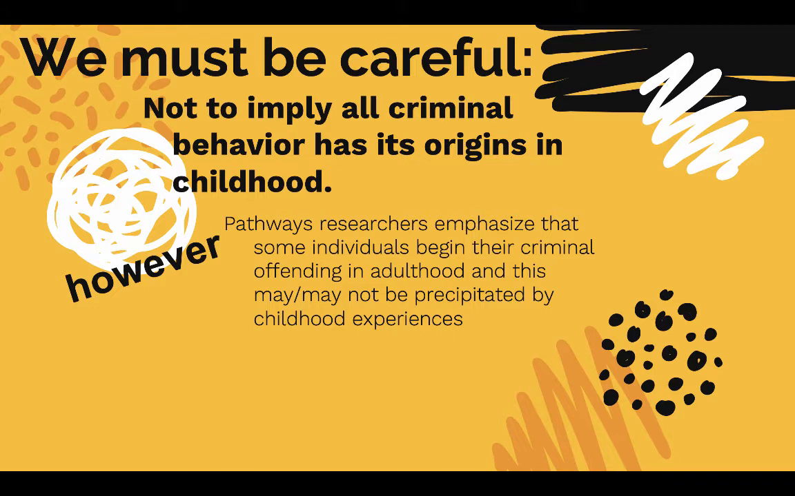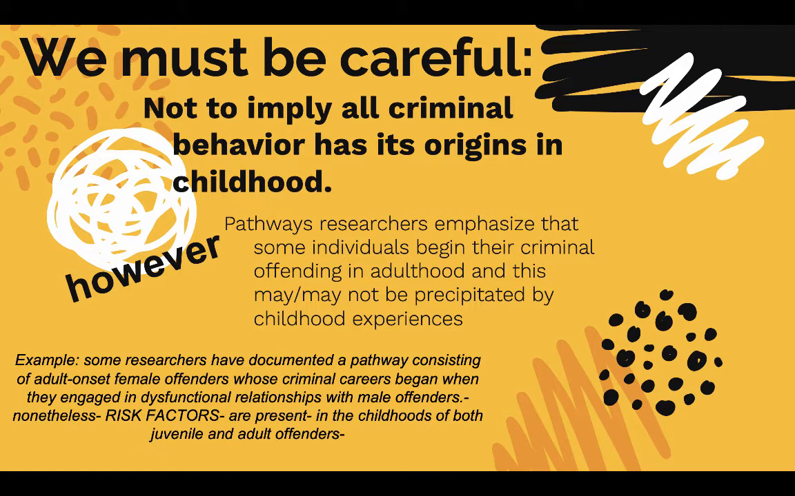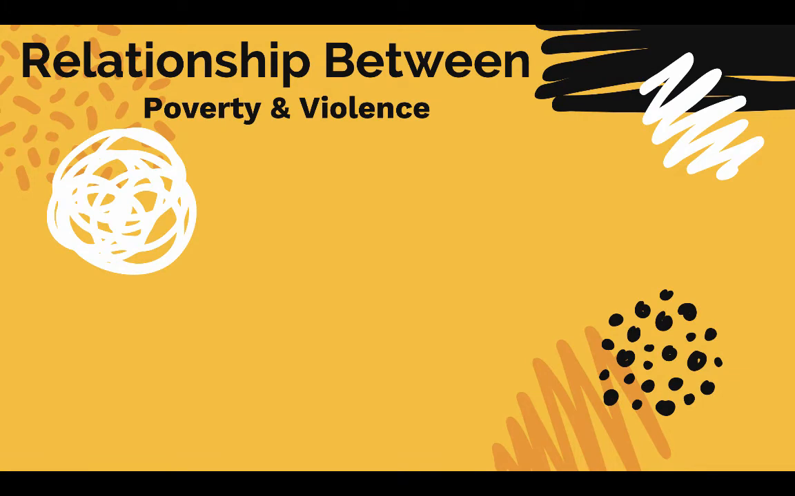However, pathway researchers emphasize that some individuals begin their criminal offending in adulthood, not childhood, and this may or may not be precipitated by childhood experiences. For example, some researchers have documented a pathway consisting of adult-onset female offenders whose criminal careers began when they engaged in dysfunctional relationships with male offenders. Nonetheless, again, risk factors are present in the childhood of both juvenile and adult offenders. All right, so now the relationship between poverty and violence.